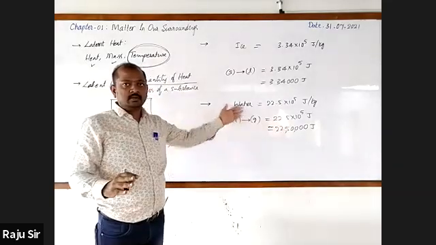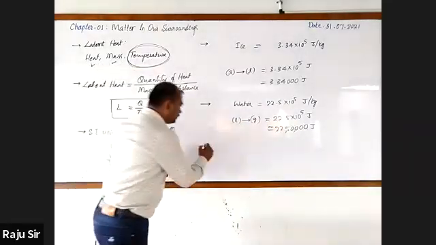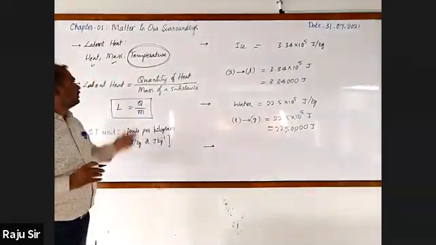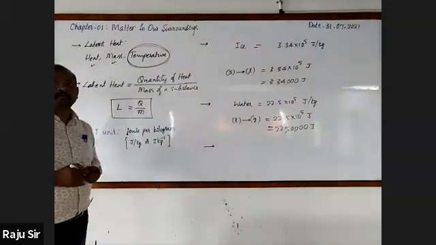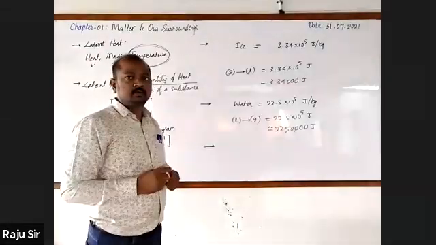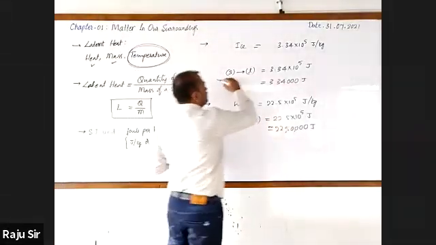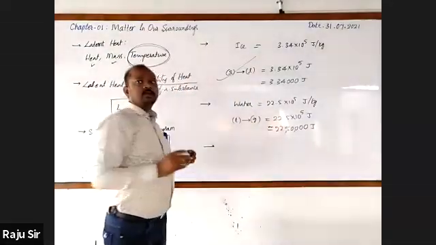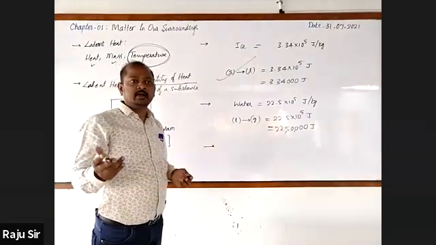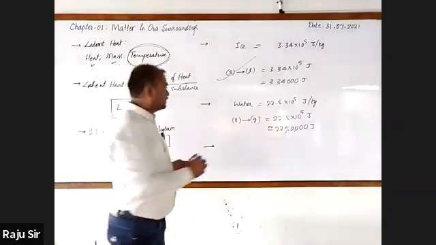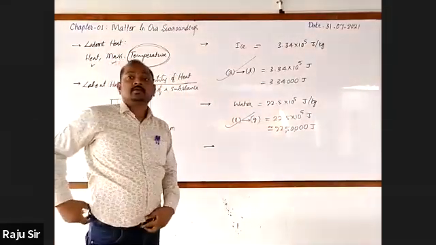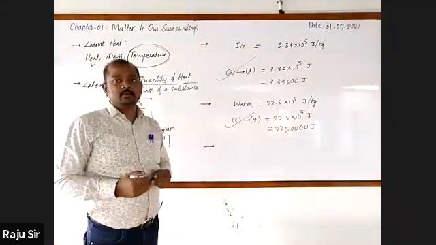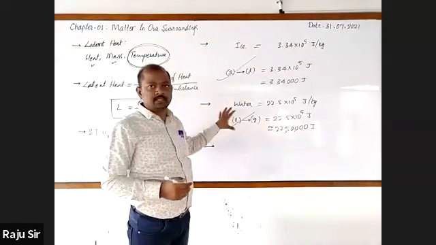Then after that, we come across the types of latent heat. How many types are there? Two types. One is latent heat of melting or fusion, and the second one is latent heat of vaporization. Very simple definitions of these two.